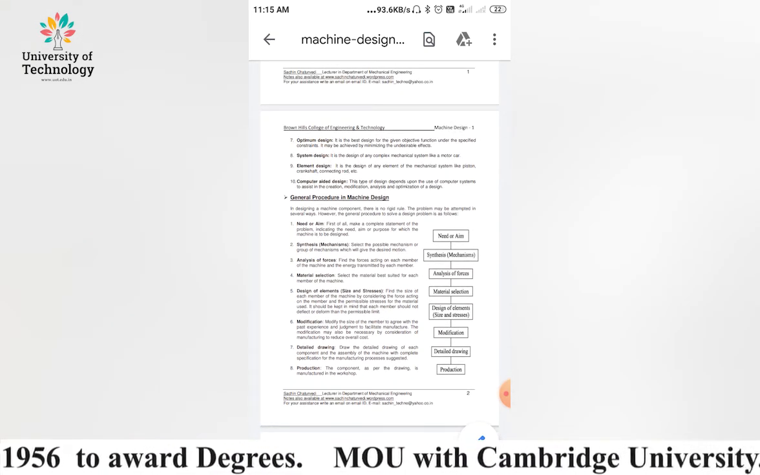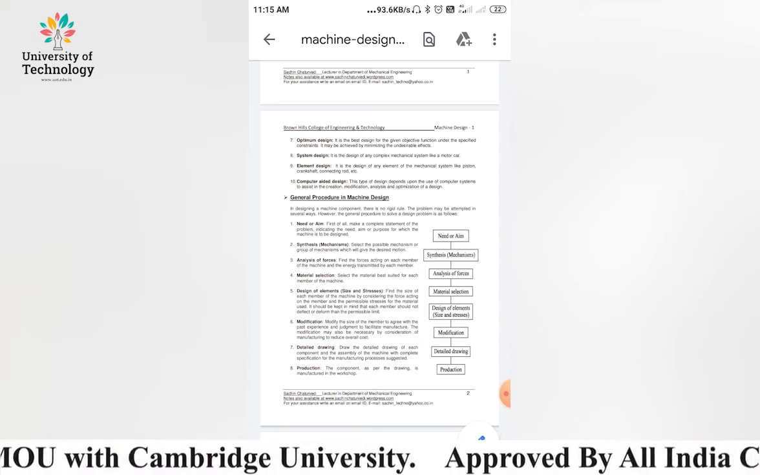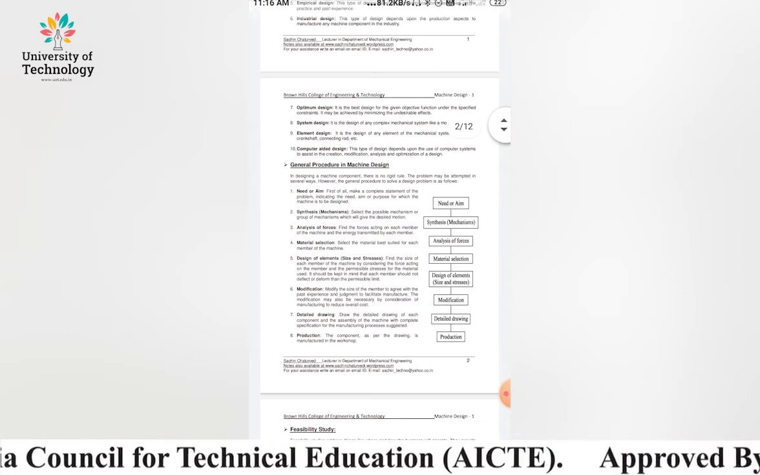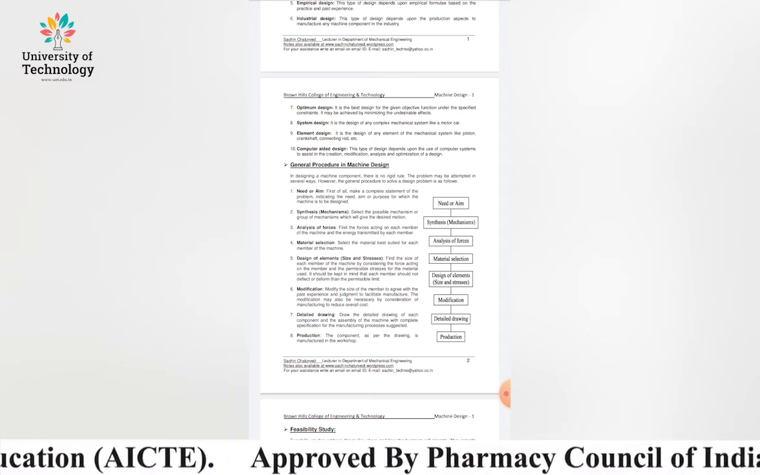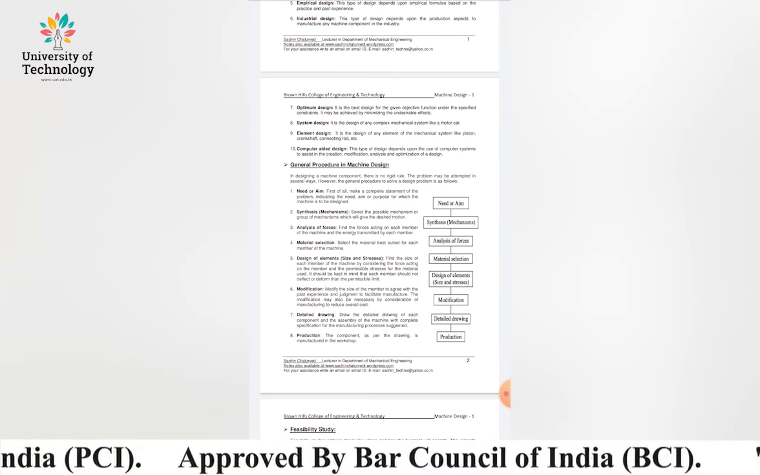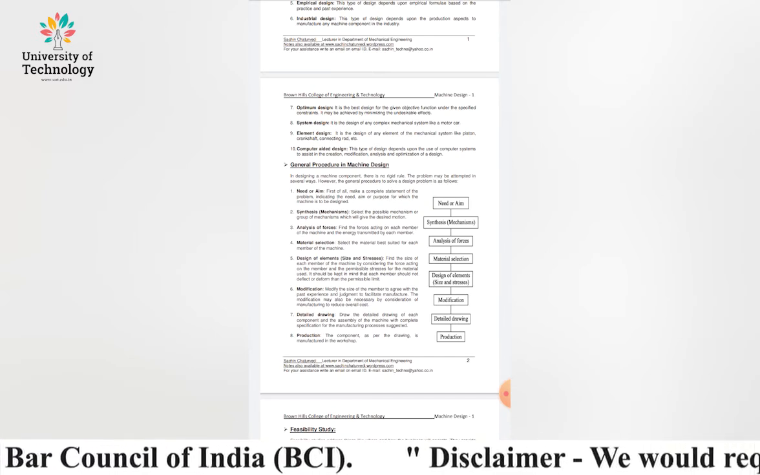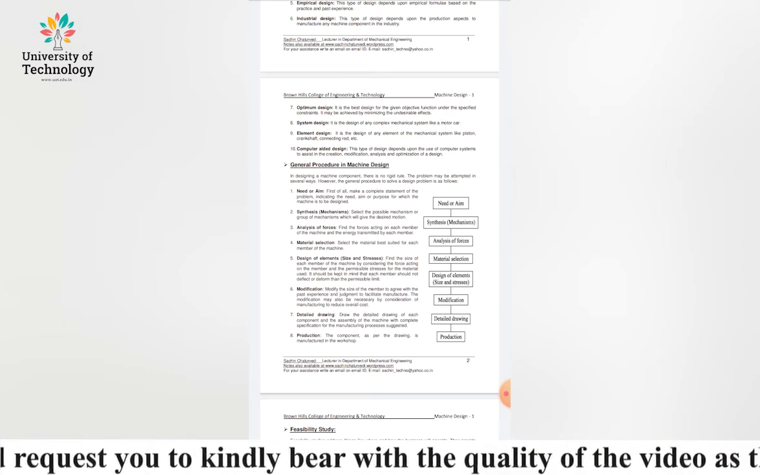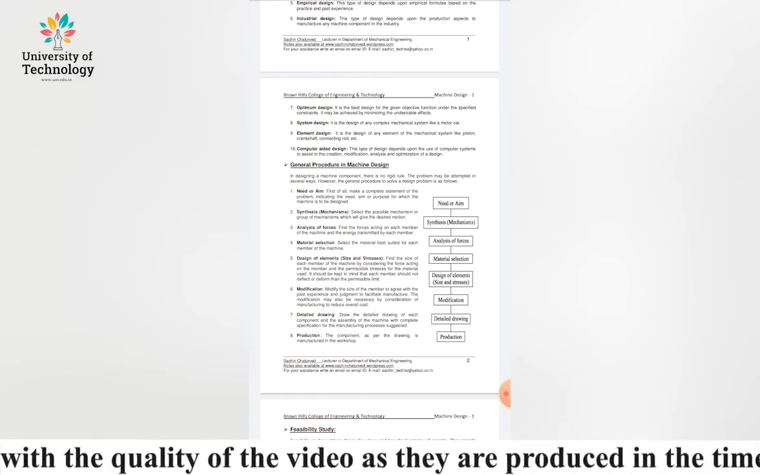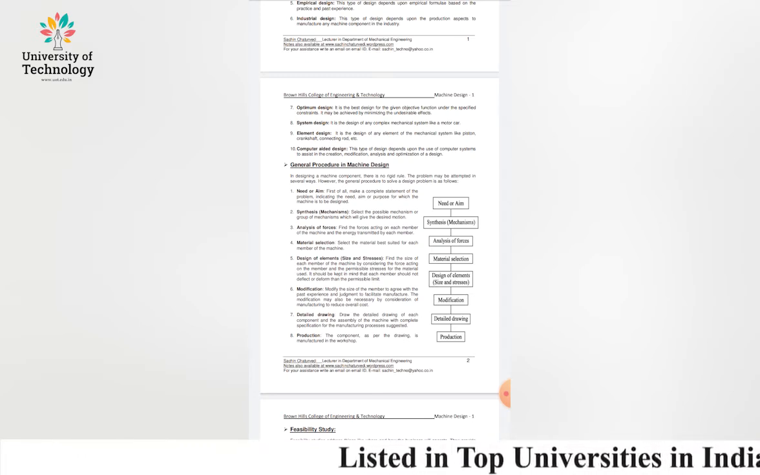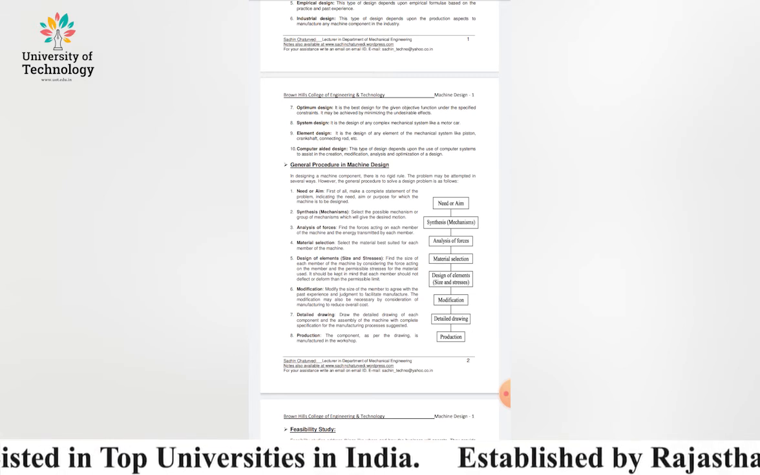First is need or aim. First of all, make a complete statement of the problem, including the need, aim, or purpose for which the machine is to be designed. Synthesis of mechanism. Select the possible mechanism or group of mechanisms which will give the desired motion. Analysis of forces. Find the forces acting on each member of the machine and the energy transmitted by each member. And the next step is the material selection. Select the material best suited for each member of the machine.